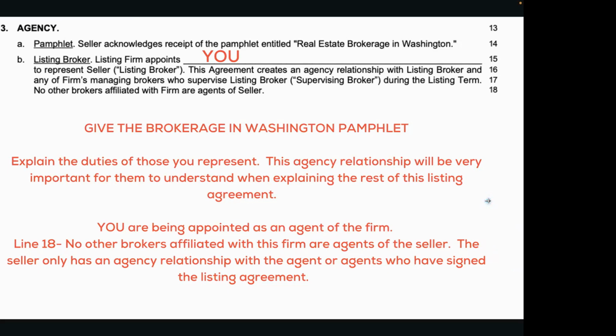Line 18, there are no other brokers affiliated with this firm, no other brokers that are affiliated with the firm are an agent of that seller. So just as we had that limited dual agency as a firm, this goes into explaining it maybe a little bit better in saying that no other agents in our entire firm are going to be representing that seller.